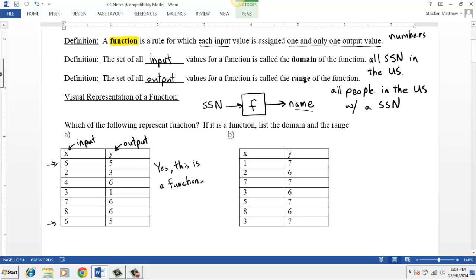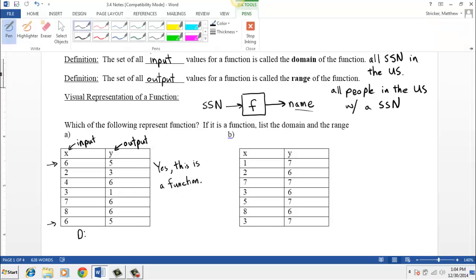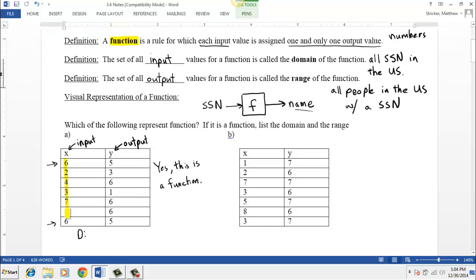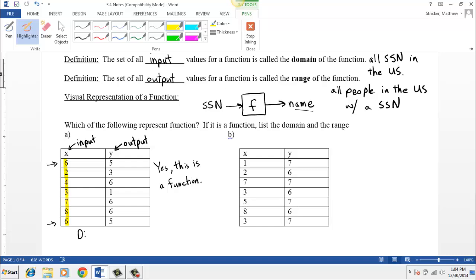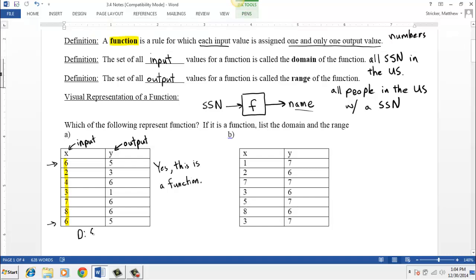Since it is a function, we need to talk about what the domain and range are. Again, I'll remind you the domain is the set of all input values. So we're talking about domain, the inputs, this x column. Let's go ahead and list those as a set from smallest to biggest. The smallest being 2, and then 3, and then 4, and then 6, 7, 8. I think I got all of them.